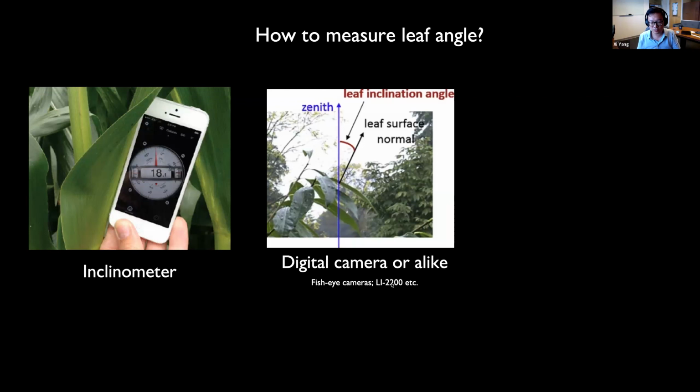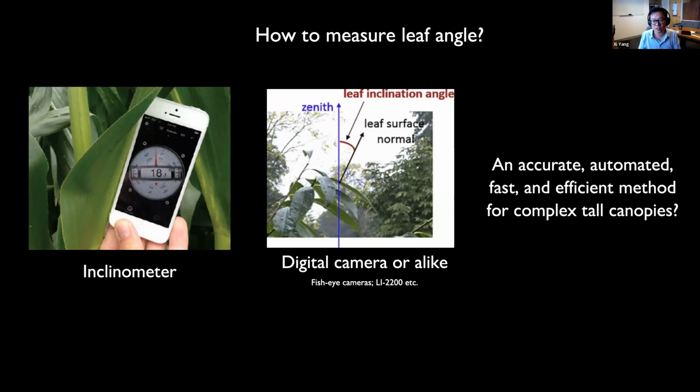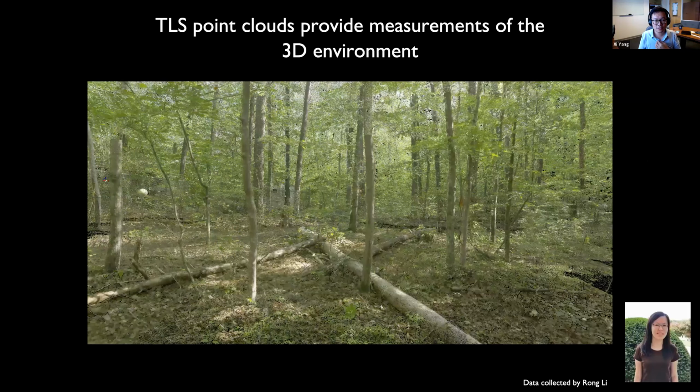Whereas LI-2200s usually give you the leaf angle distribution of the entire field of view of the canopy, not individual trees. So when we saw this, we started to ask the question: is there an accurate, automated, fast, and efficient method for complex tall canopies, like tree canopies, that many AmeriFlux sites are located in? And the answer, as you can guess from what Martin has mentioned, is terrestrial laser scanning.